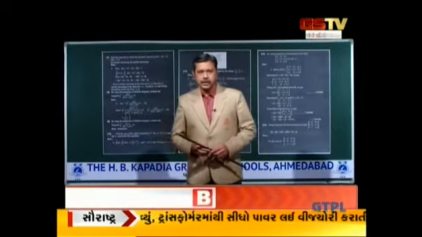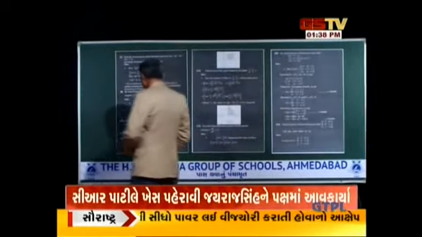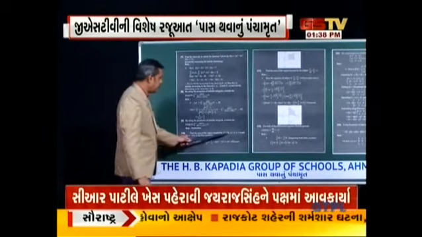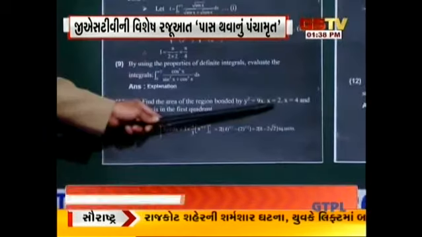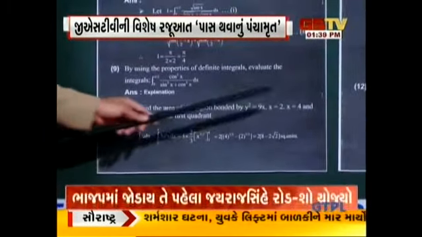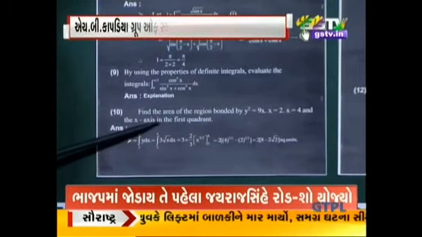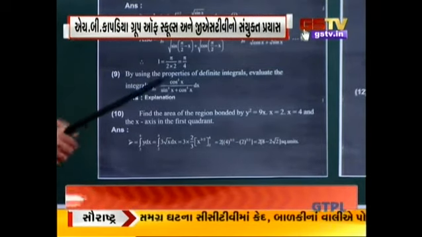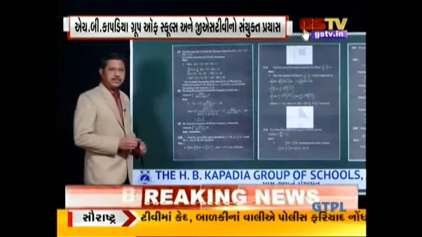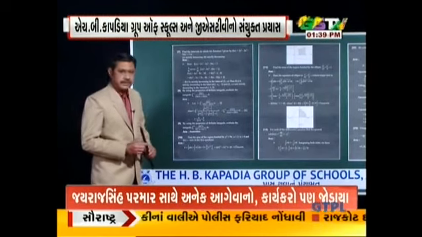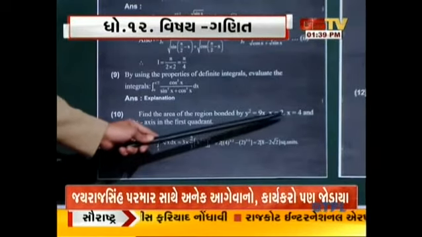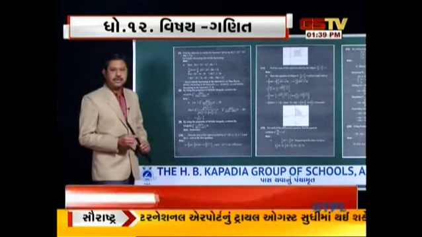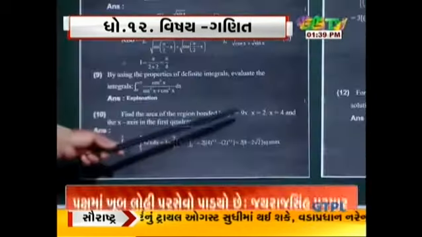Welcome back, students. We continue with question number 10. Find the area of the region bounded by y square is equal to 9x, with limits x is equal to 2 and x is equal to 4, and the x-axis, in the first quadrant. In this question, first we have to take the limit for the x-axis. The limit given is 2 to 4. So first we take the integration a to b y dx, with limit 2 to 4.